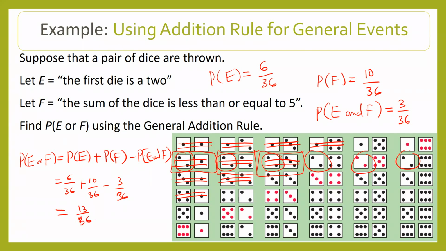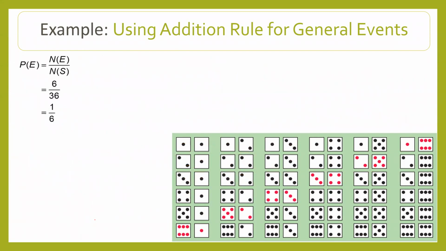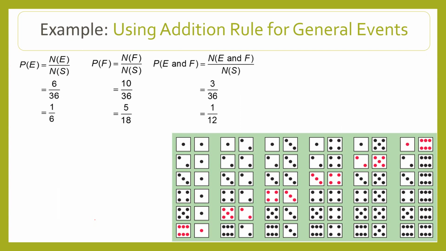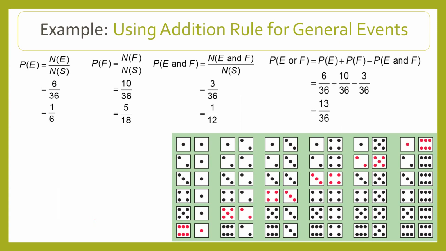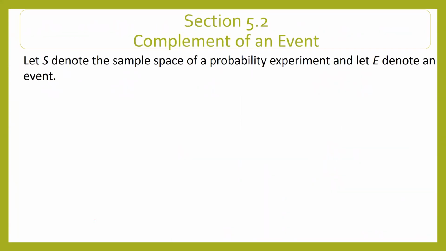All right, so I just gave this explanation. The next slide gives the results fully. So we did this. Probability of E is 6 over 36, which is 1 over 6. Probability of F is 10 over 36. Probability of E and F is 3 over 36. And then when you do the sum, you get 13 over 36 for the probability of E or F.